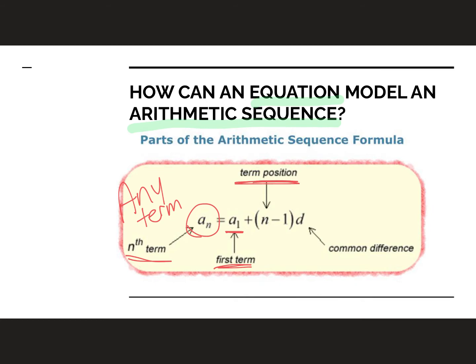N is the number of the term. So in the sequence 1, 3, 5, 7, this is the fourth term. It's just the number of the term. And then d is our common difference. How much are we adding each time? So we can use this to write our equations this way.